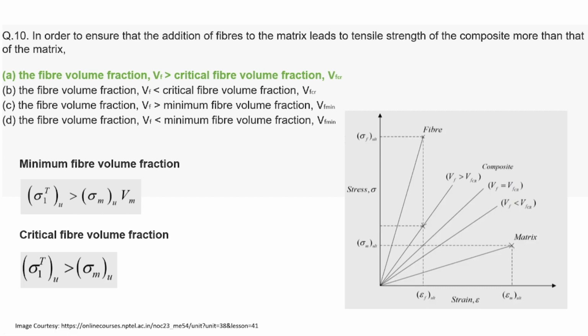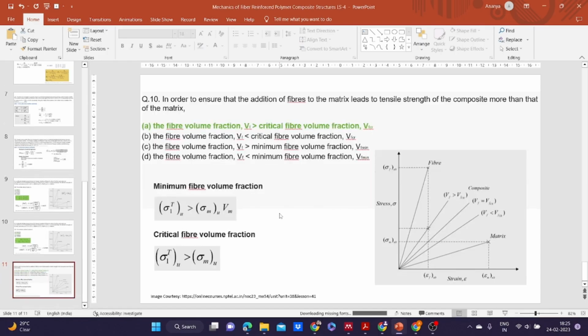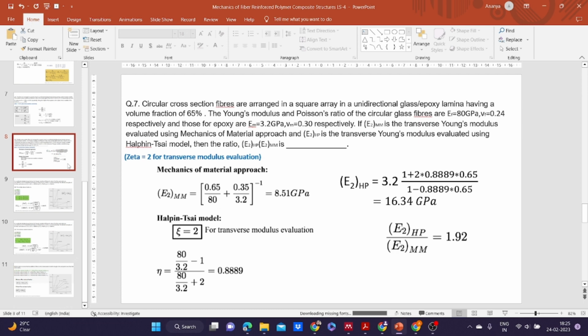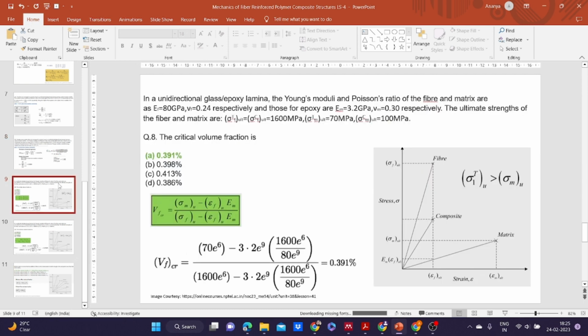Any doubts? Yeah. I mean question number 8 and 9. This one? 8. Here, this first one, sigma mu, that is the ultimate stress of the matrix. Do we have to enter it in pascals only, or can we enter it in megapascal? We can enter it in megapascal. The units will cancel in the equation.